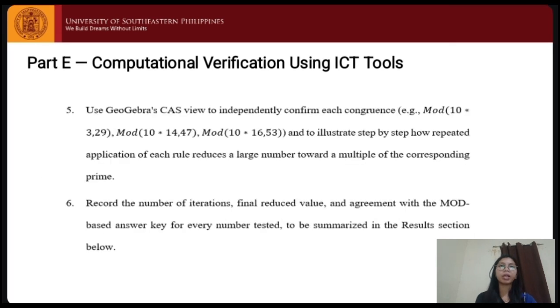Another ICT verification is GeoGebra. This is just a recommendation. Aside from the spreadsheet, we can also use GeoGebra or its CAS view, which can be accessed online. GeoGebra allows us to verify the modular congruence symbolically and visually demonstrate how repeated application of the rule gradually reduces a large number into a much smaller one. This computational verification complements our mathematical proof because it demonstrates that the theorem works consistently in actual computation.